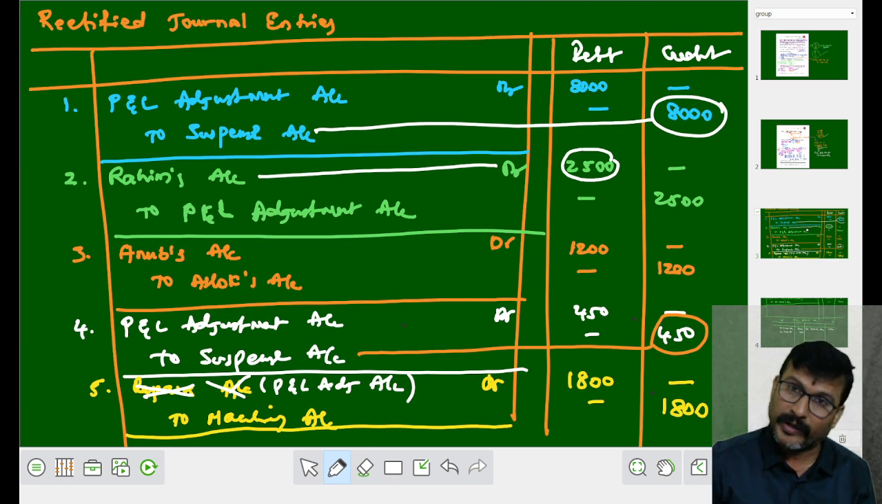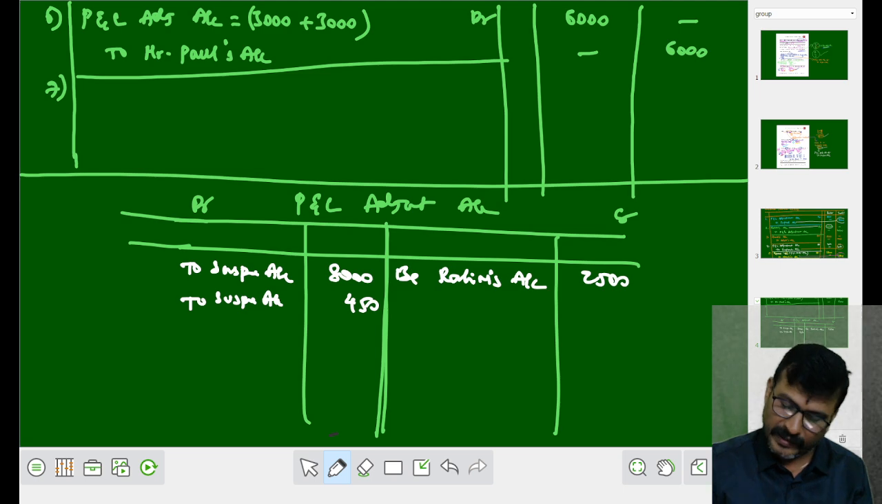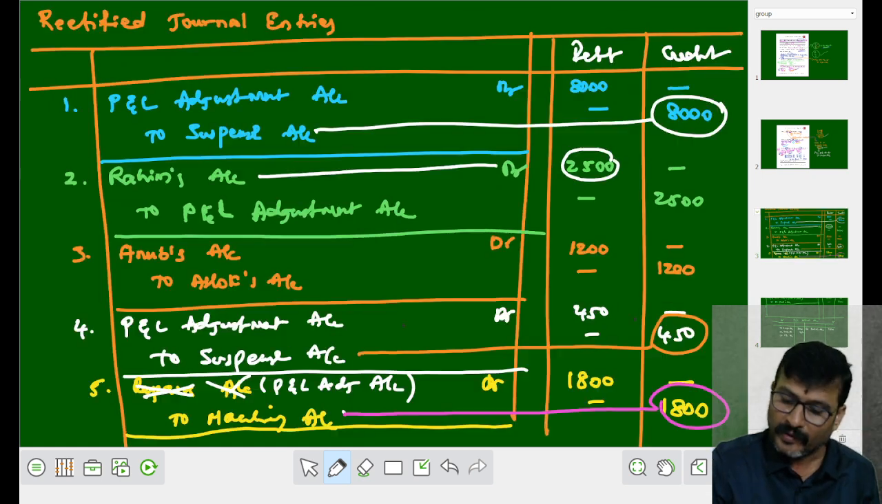P&L adjustment account debit to machinery. Machinery is in the credit side of journal. So it goes to the debit side of ledger. Now we have to write to machinery account with an amount of how much? 1800.